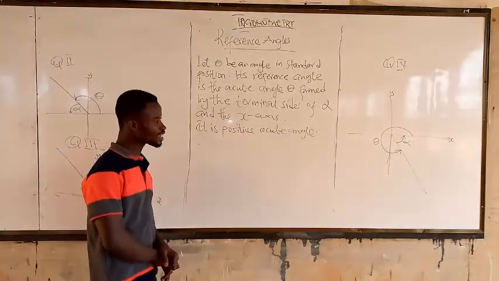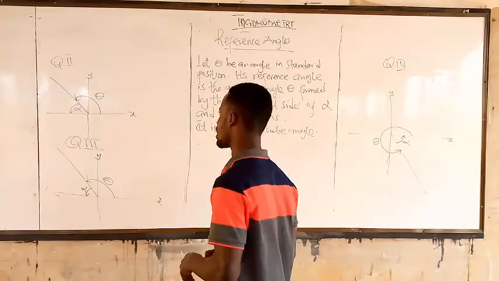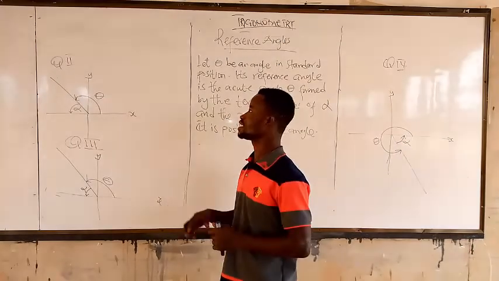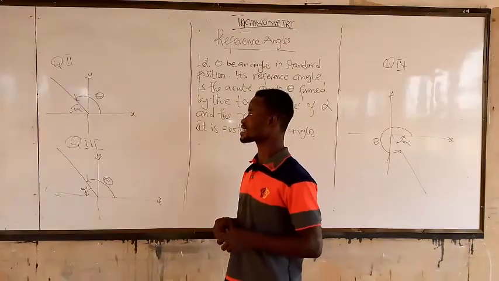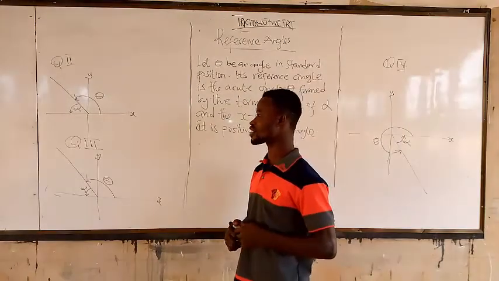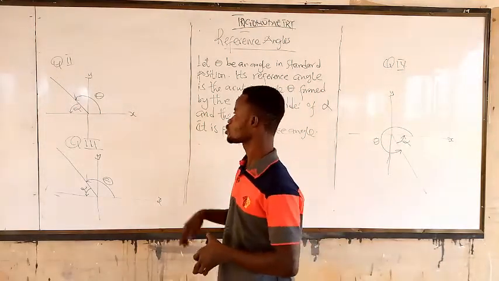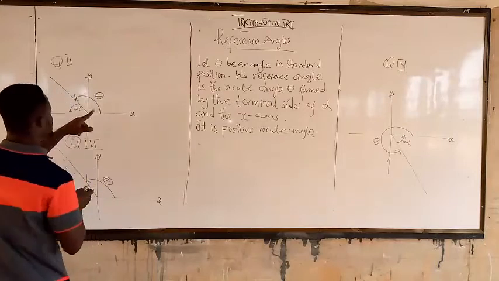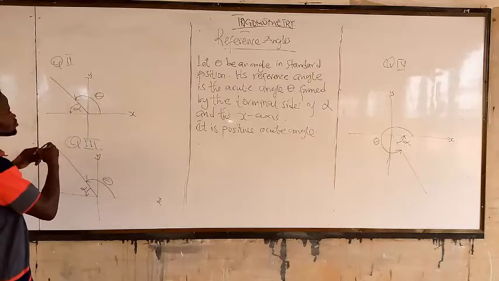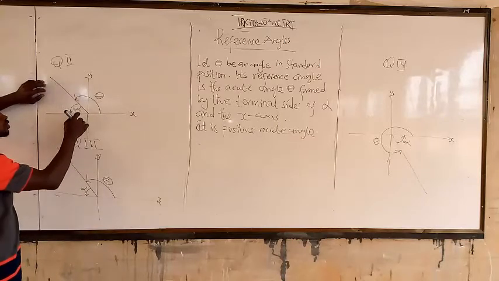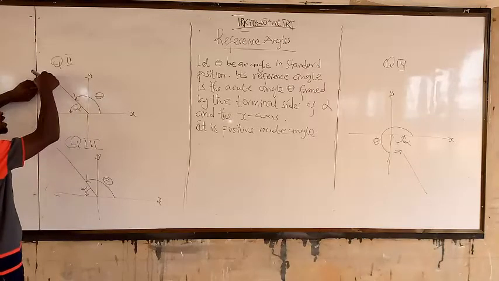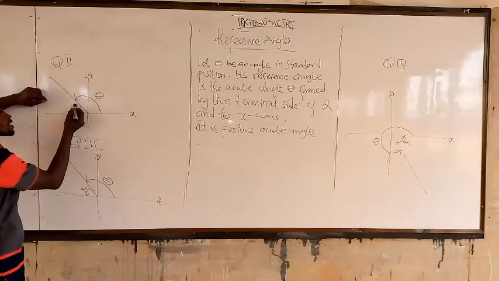It is a positive acute angle. Alright, so here let's look at the second quadrant. A reference angle can only be formed in the second quadrant, third quadrant, and the fourth quadrant. In the second quadrant, this is the standard position angle theta that we have here. So in the second quadrant, the reference angle will form here. If you are in the second quadrant, your reference angle will form here.